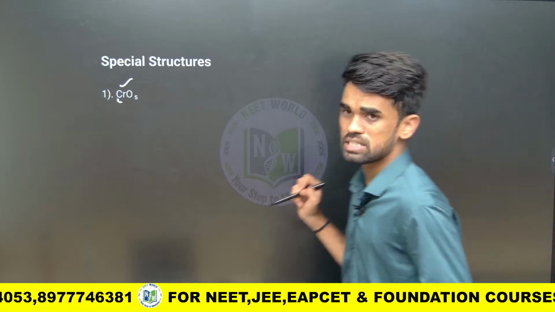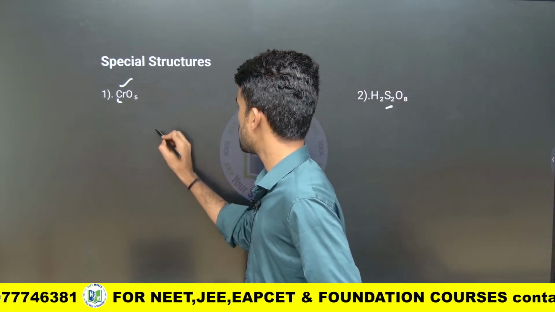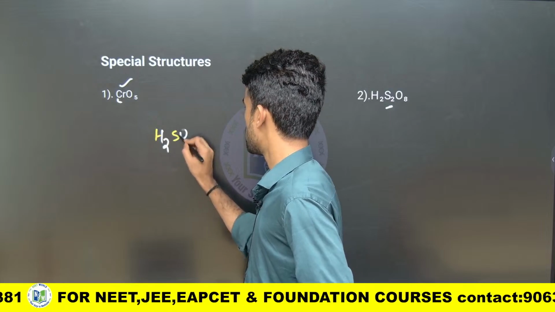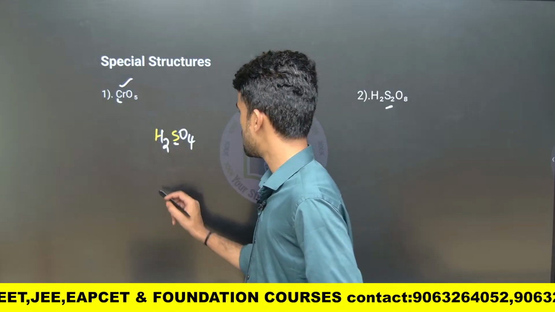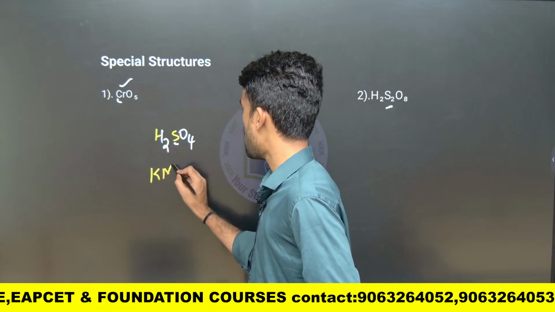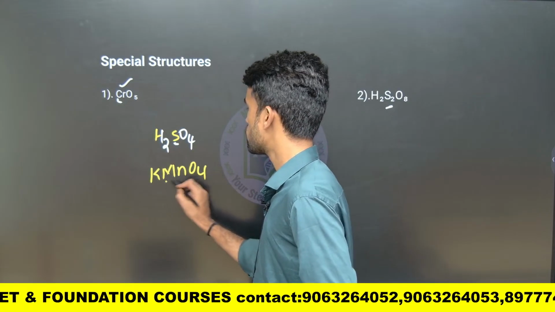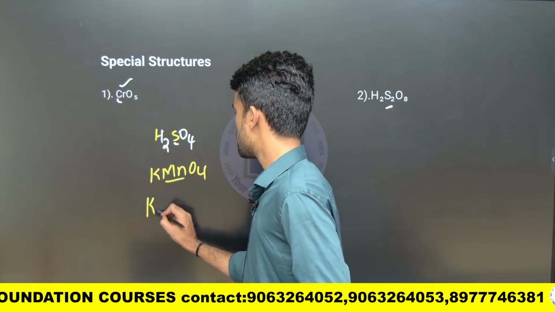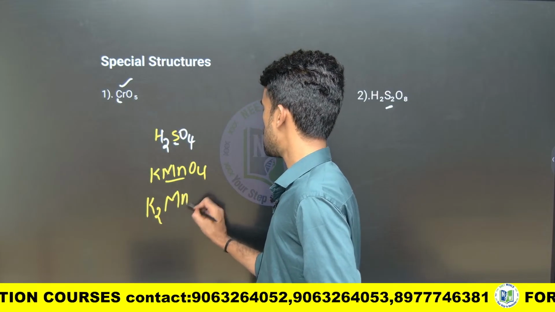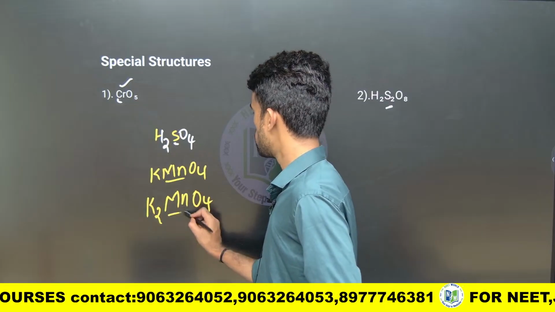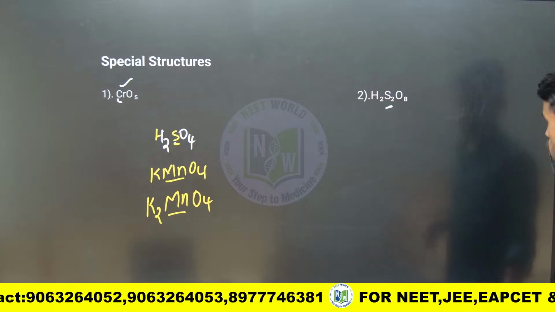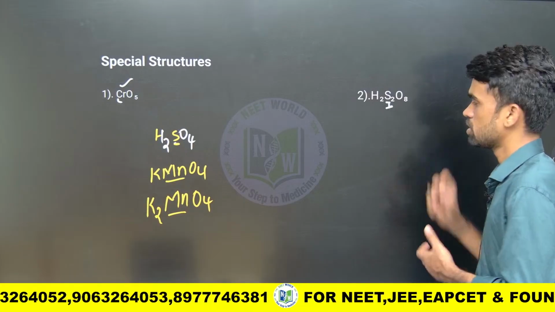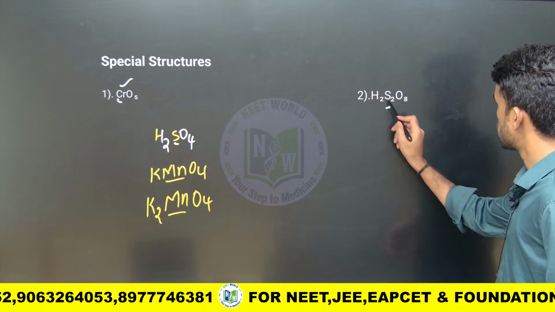These are special structures you need to know. You can also find this basic one, H2SO4, what is the sulfur oxidation state, and the next, KMnO4, what is the manganese oxidation state here. You can also write K2MnO4, here also the manganese oxidation state. You have to tell me these underlined atoms' oxidation states. Here also sulfurs. This sulfur.